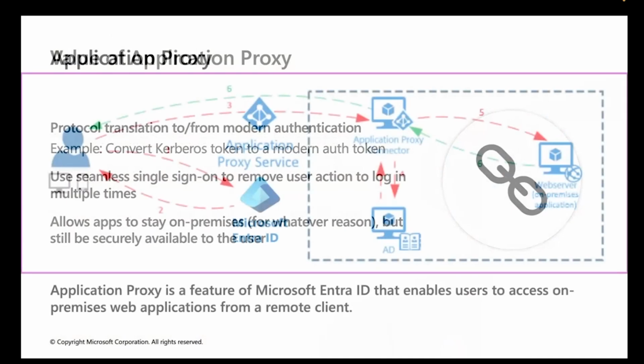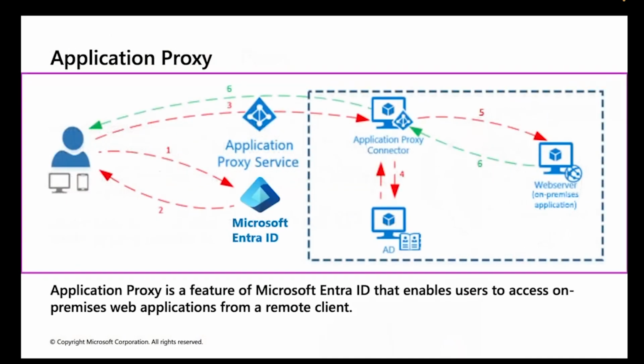Now, how does this work? Let's see this flow. Suppose I have the application proxy service here in the cloud. I have a connector here. I have one application, for example, a web server. I have this Active Directory system. Now, suppose a user is requesting this application, because I have published this application via proxy and it is publicly available. So I'm requesting this application, but what happens?